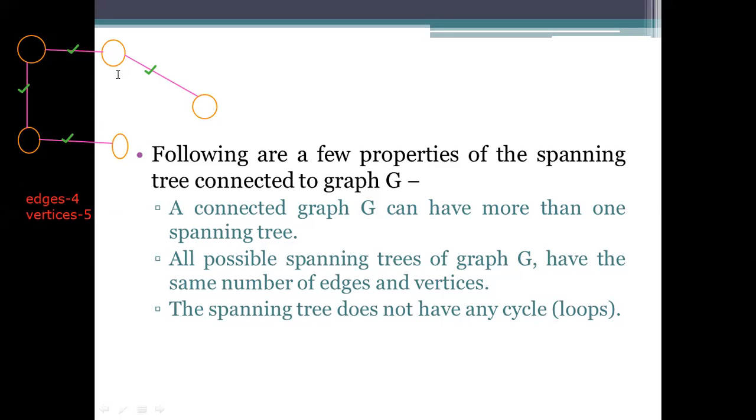If we want to draw another spanning tree, we can. Here we need to avoid drawing cycles. If you take this one or this one also, we can't consider it a spanning tree, because this area and then this area will be taken as a closed one. That is a loop, a cycle has been formed.